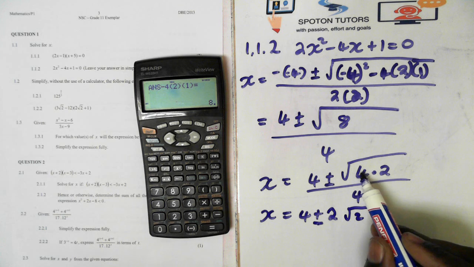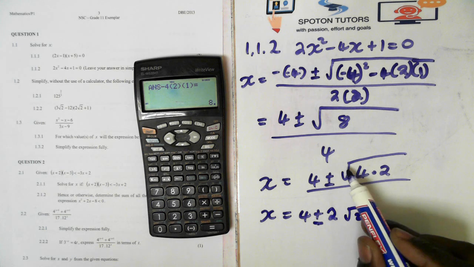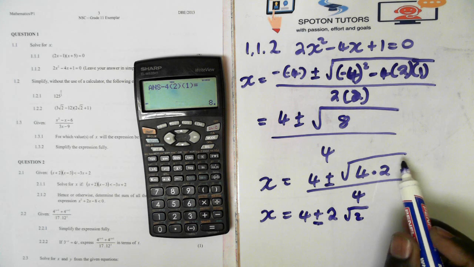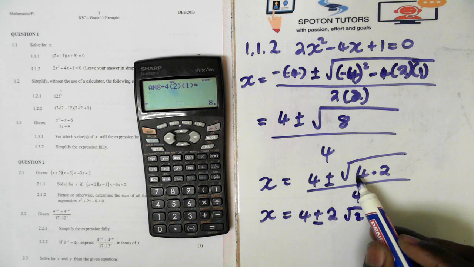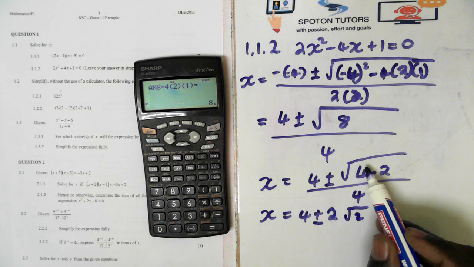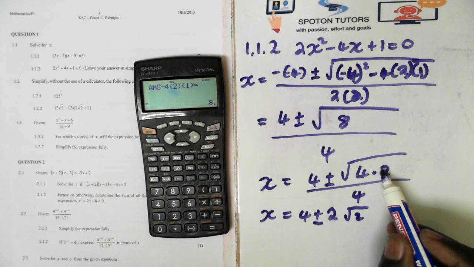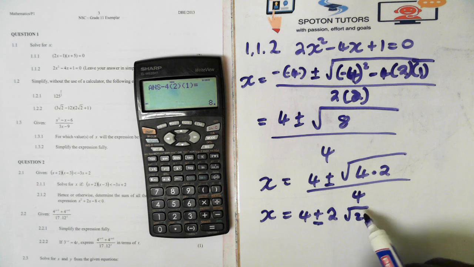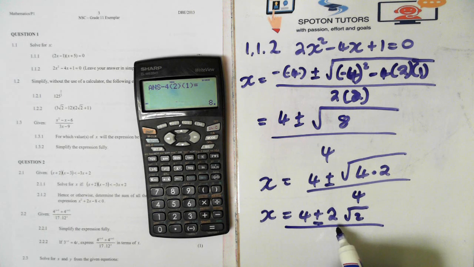How did I do that? The square root of 4 is 2. Because both 4 and 2 were inside the square root, the root 4 gave me the answer of positive 2. Then with that, this did not change, so it stayed here. Then I divided by 4.